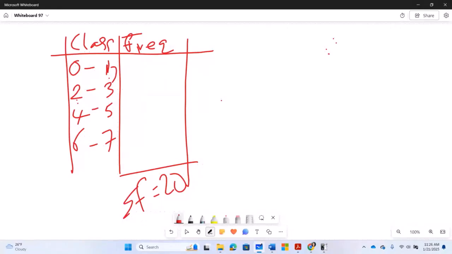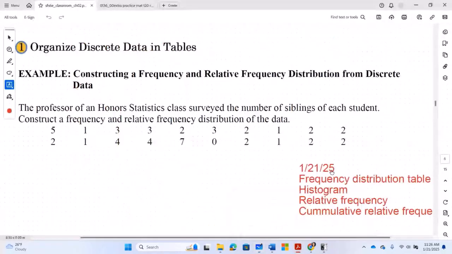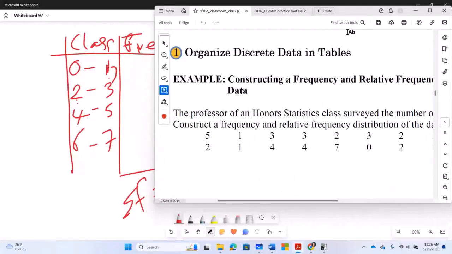So the next thing I want to do is find the frequency for each class. So I'm going to pull up the data again. This is the data right here. I want to minimize this data so I can. All right, so the first thing I want to do is find the members of the first class. The members of the first class must be from 0 to 1. So I'm going to count all the numbers 0 to 1.